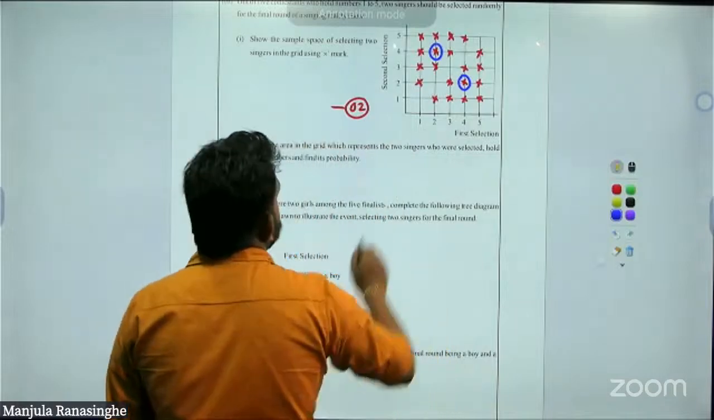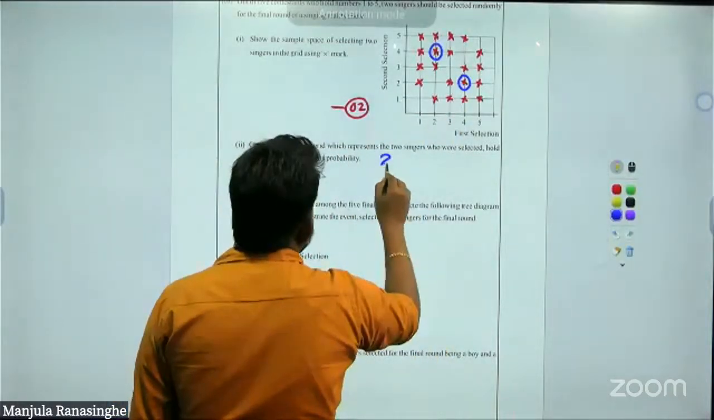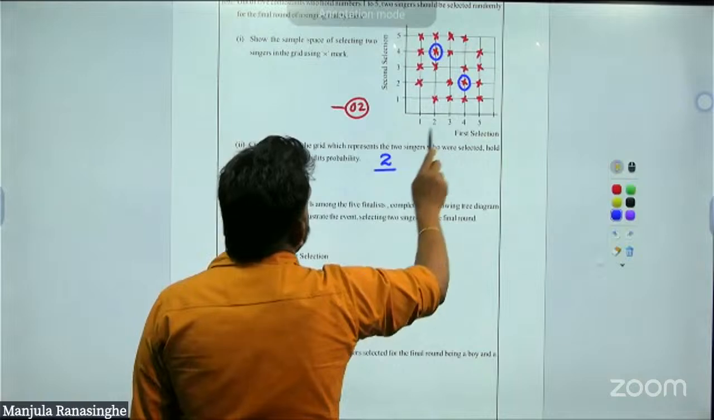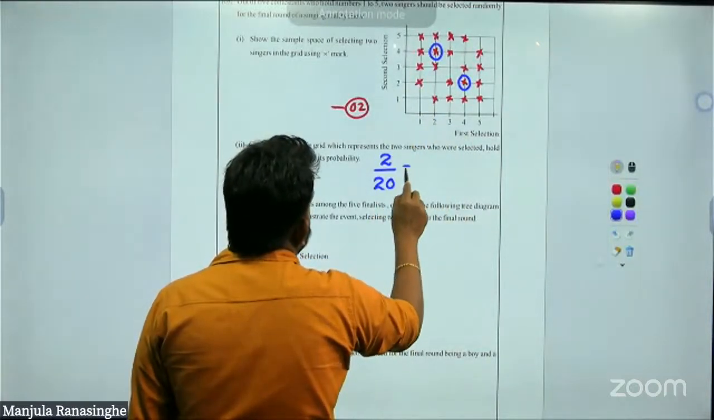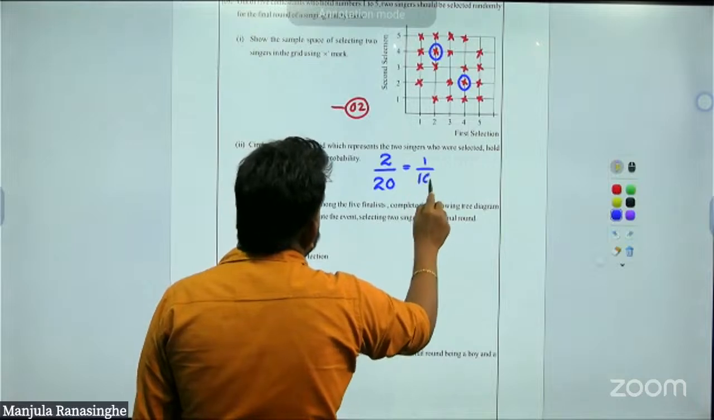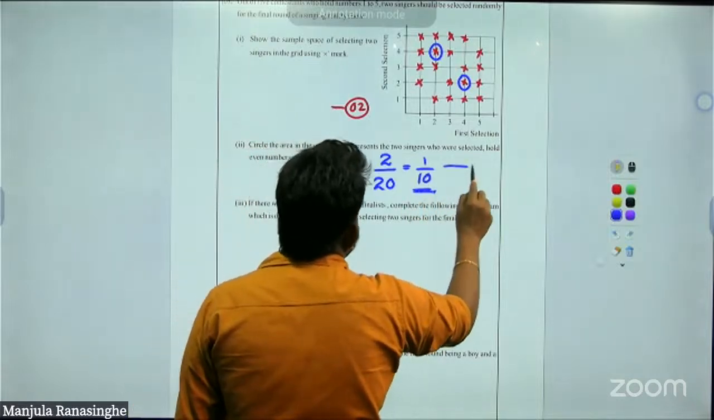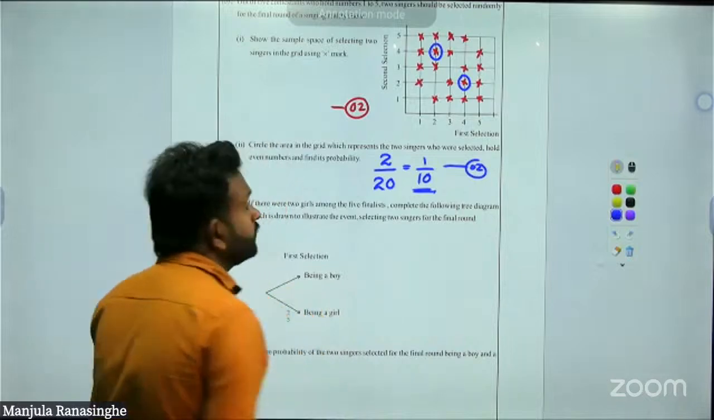Find its probability. So how many events belong to that? 2 upon how many in total? Here 5 times 4, 20 in total. So 2 upon 20, that means 1 upon 10 is the answer. Right, you have 2 marks there.